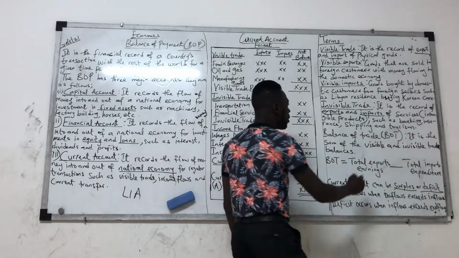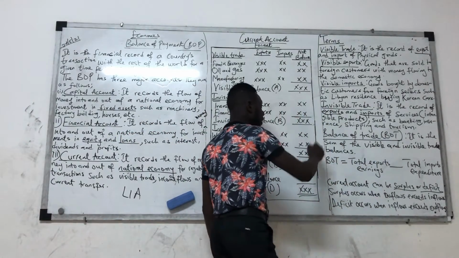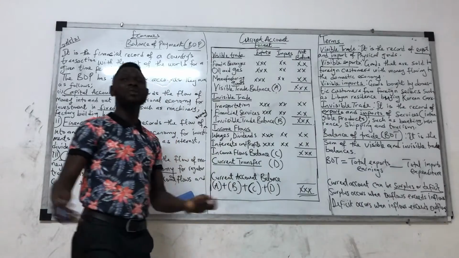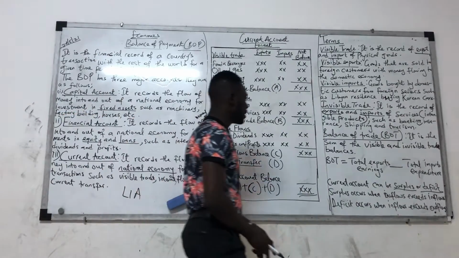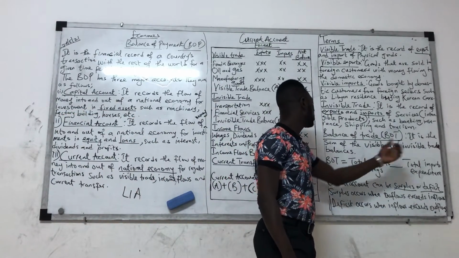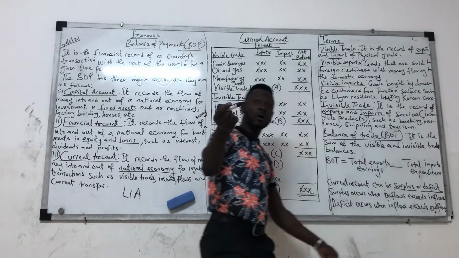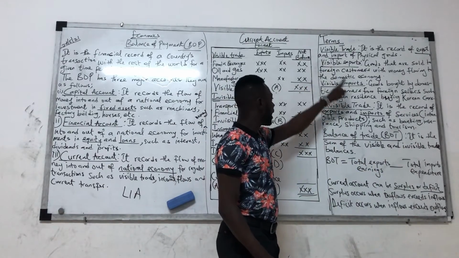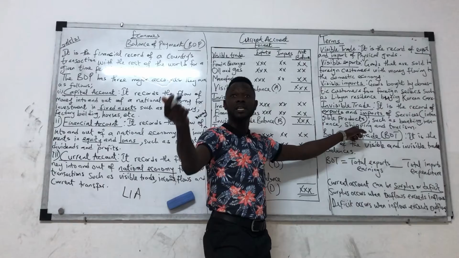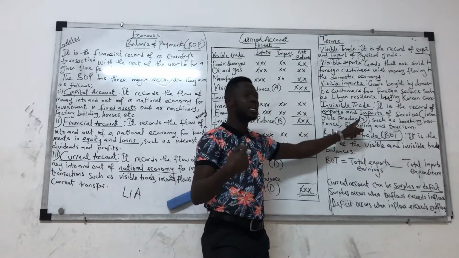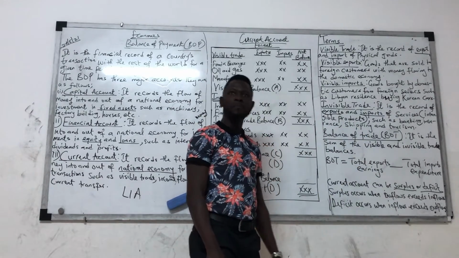So there we have what we call balance of trade. As you have the balance of payment, you have the balance of trade. So what is the balance of trade? It is the sum of the visible and invisible trade balances. So the sum of the visible trade and the invisible trade is what we call our balance of trade, BOT.